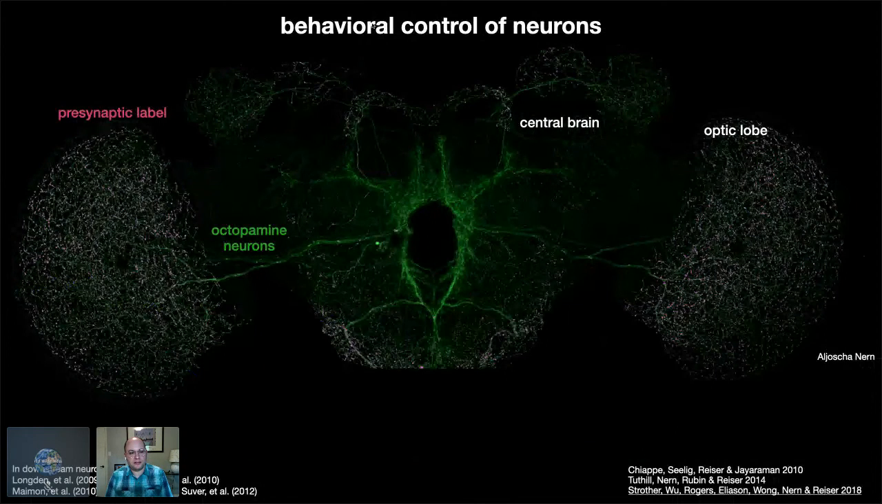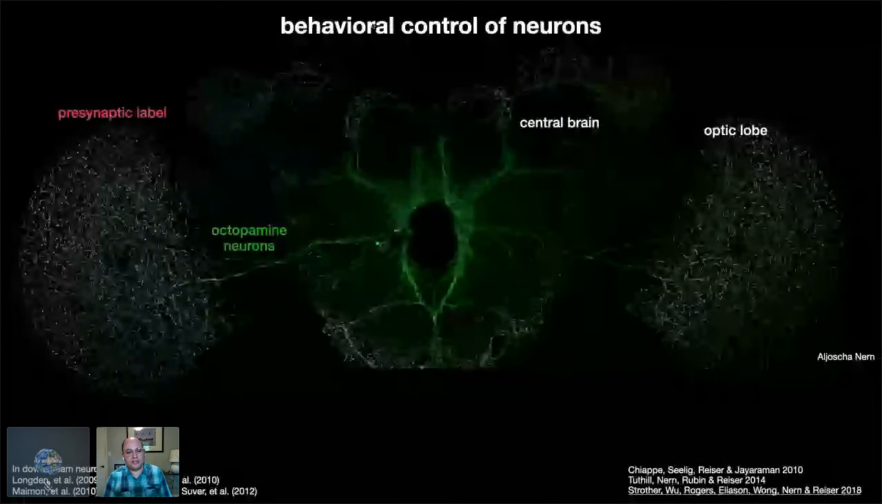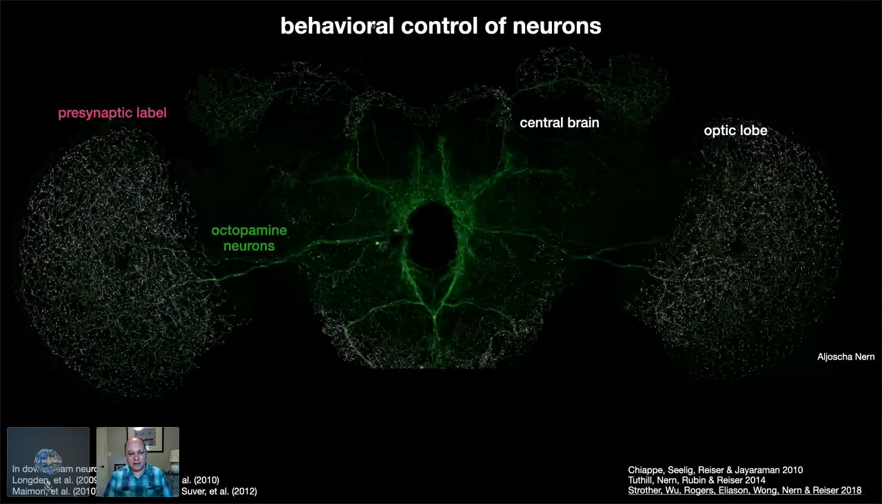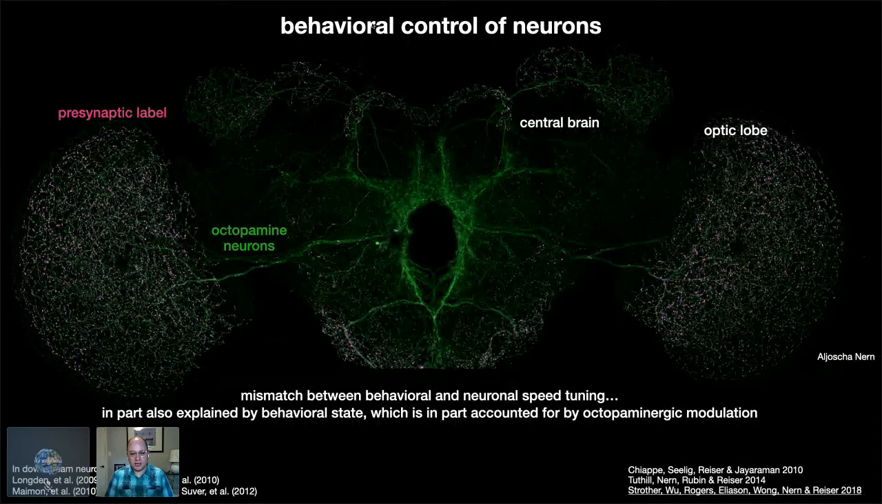And so here are some octopamine neurons where we're just indicating where their presynapses are. And so these are neurons which receive their inputs in the central brain and project outward, where they contact many, many of the neurons I've told you about today and many others, and differentially modulate their activity, right? And these neurons are driven by behavioral events. So there's a lot of really exciting work on this. But this is at least the other piece of the coin, or it's an 8-sided die or whatever it is, right? That at least in part, this mismatch between the speed tuning in behaving flies and in the neurons is explained by these changes in behavioral state, which is again in part accounted for by this octopaminergic modulation. And John Todd Hill had a beautiful paper on that, but there's a lot of really excellent work on this.